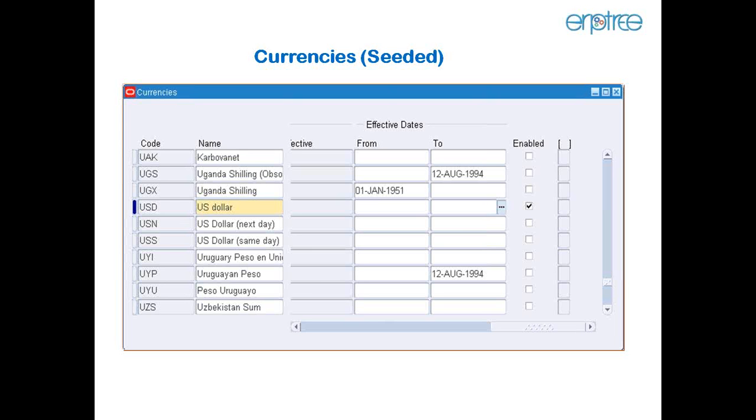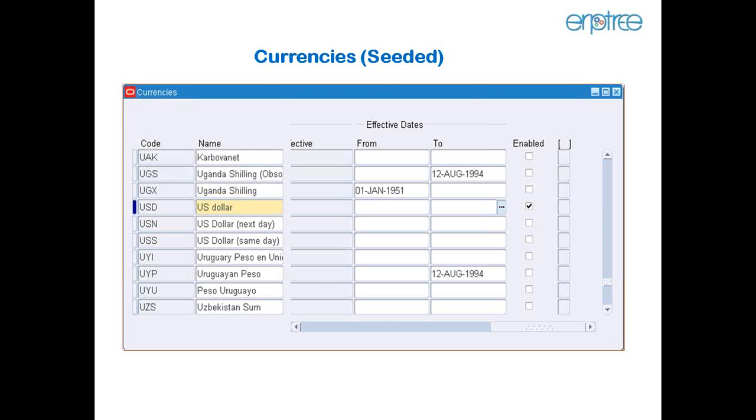So those codes are always fixed, we know. That is the reason when Oracle is delivering this product, they include all the currencies along with it. That is the reason you need not create any currency. The system will allow us to create a currency, but we should not create.